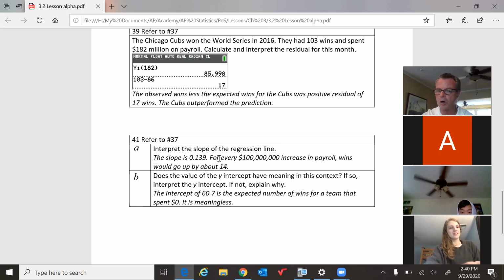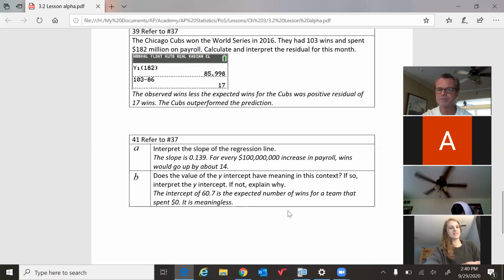So to interpret the slope, for every 100 million increase in payroll, the wins would tend to go up by 13.9. That's a tendency. That's not guaranteed. When you get a question like this, you can't say wins go up by 14. You would just say that they would tend to go up by. All right? And does the value of the y-intercept have any meaning?